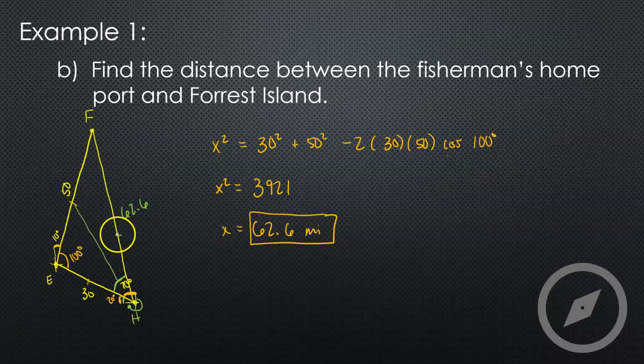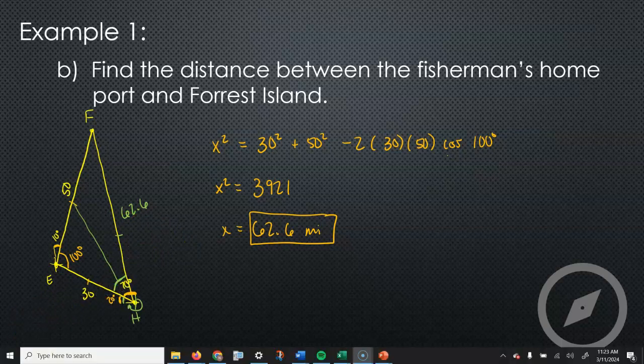So we can use that information. So we can use this as a side-side-side scenario to find the missing angle in between here. I'm going to do my work over here on the other slide, but again, we're going to start with the side opposite the angle that we're trying to find. So we're going to start with that side that's 50.